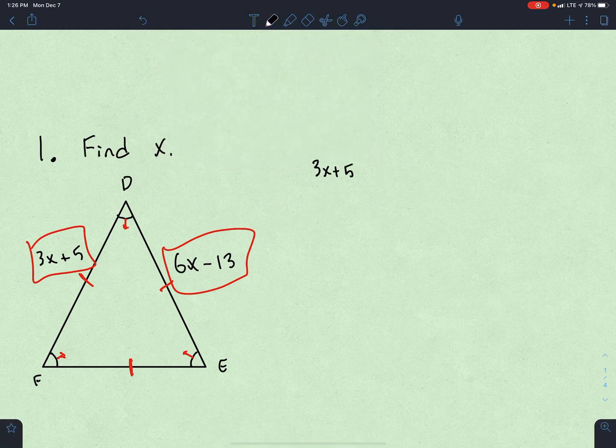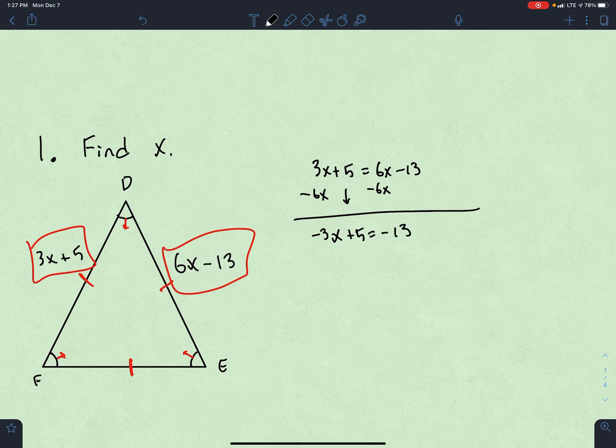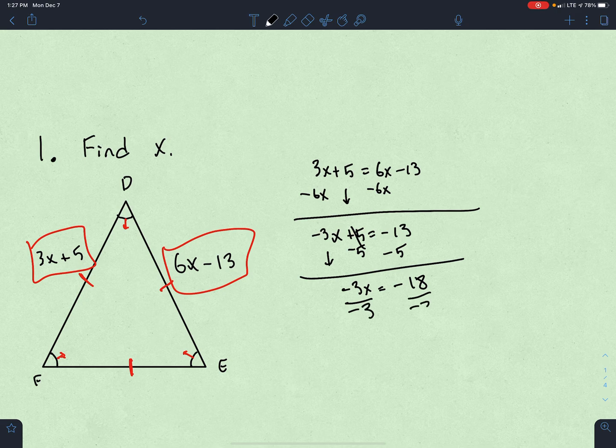3x plus 5 is equal to 6x minus 13. Now to solve this, I'm going to subtract 6x from both sides. So then I end up with negative 3x plus 5 is equal to negative 13. Then I'm going to subtract 5 from both sides, and I get negative 3x is equal to negative 18. Divide both sides by negative 3, and I get x is equal to 6. If I wanted to find out what those sides were, I could easily plug that 6 in and find out what DE and FD are, and it would give us the same answer.